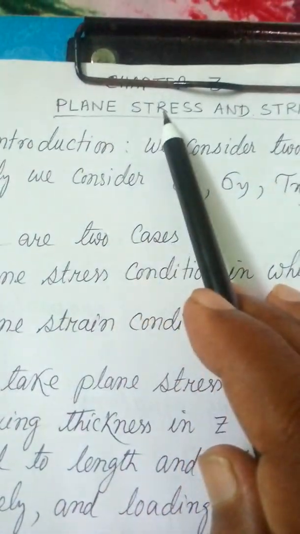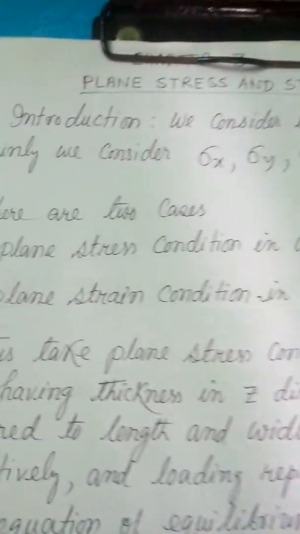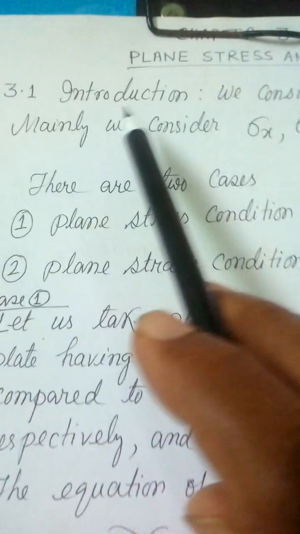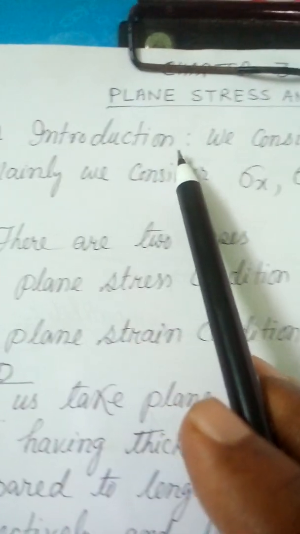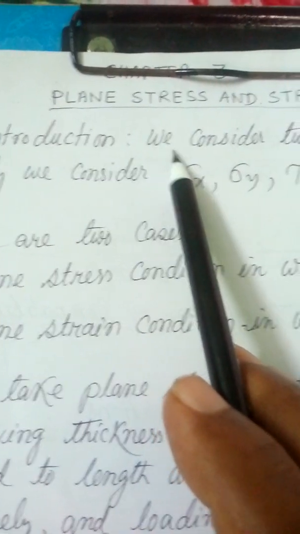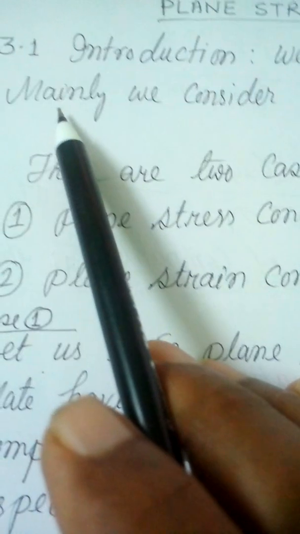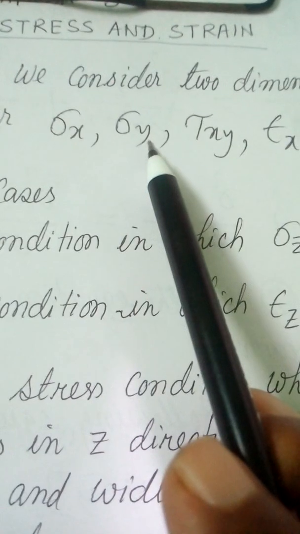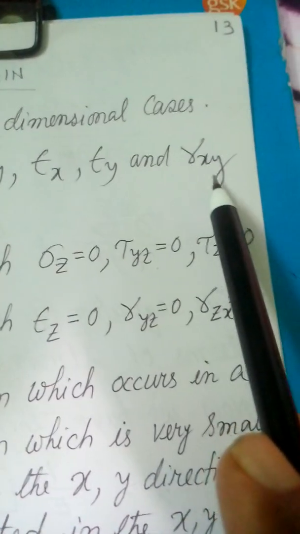Plane stress and plane strain. Introduction. We have considered two-dimensional cases, that means in x and y. Mainly we consider sigma x, sigma y, tau xy, epsilon x, epsilon y, and gamma xy.